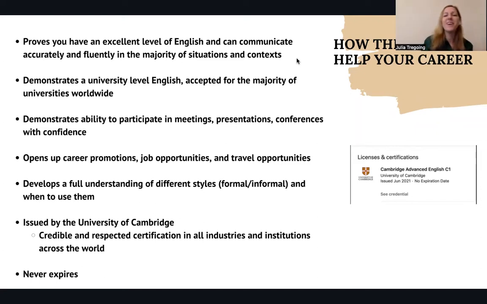You have it forever. Unlike some exams, particularly the IELTS, which runs out after 2 years, the C1 exam never expires. You'll have it forever. Once you have it, you never need to retake it. However, just as a side note, if you are applying to universities, they do generally like to have that you've done it within the last couple of years. But again, that's not super strict, so it doesn't actually run out.